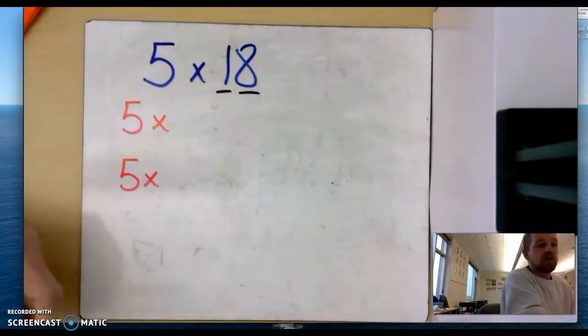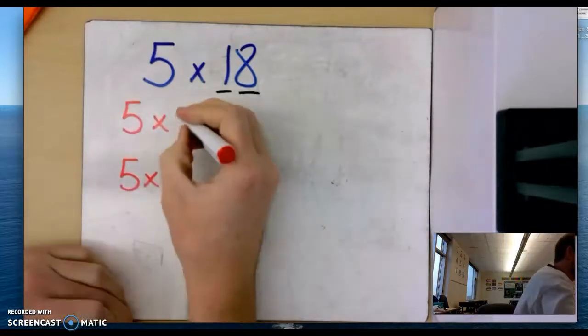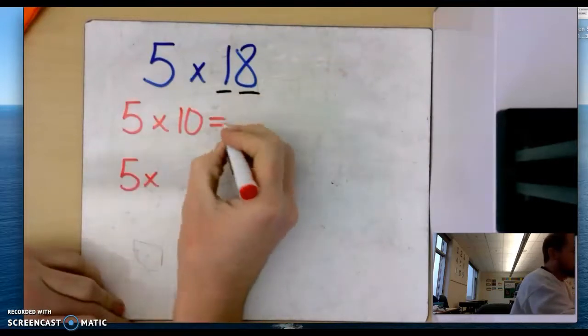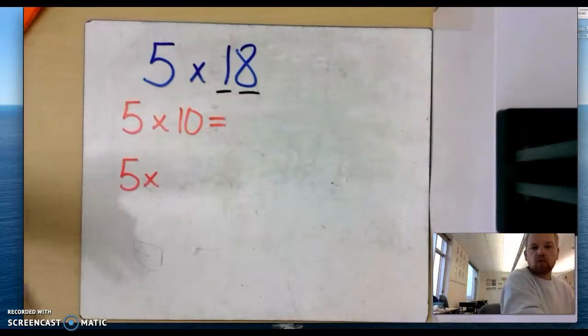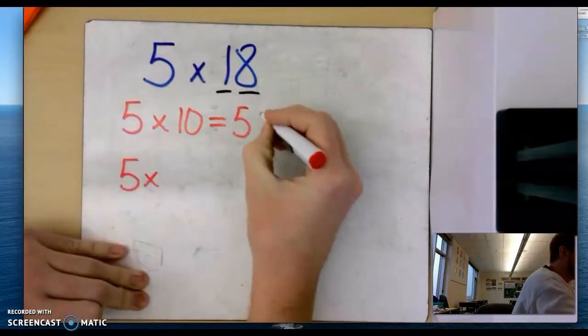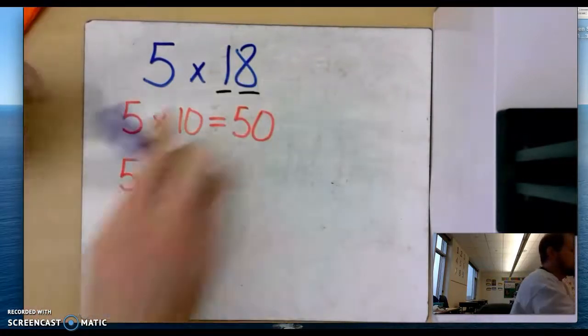A 1 in the 10s place is simply worth 10. So I know that I can take 5 times 10. That would be my first part of the number. Okay, and I'm going to do 5 times 10. That's one of those ones that we're getting pretty good at now. So 5 times 10, I know that equals 50. All right, so I've finished up with this 10 spot now.